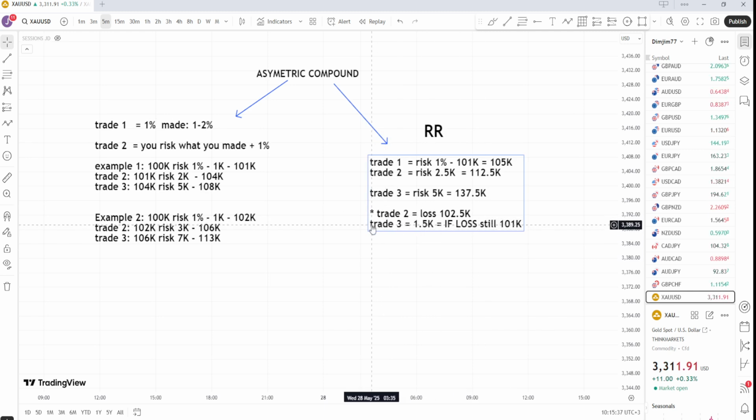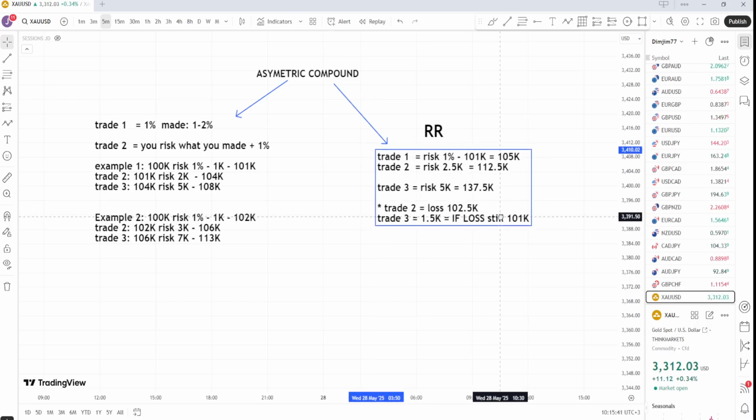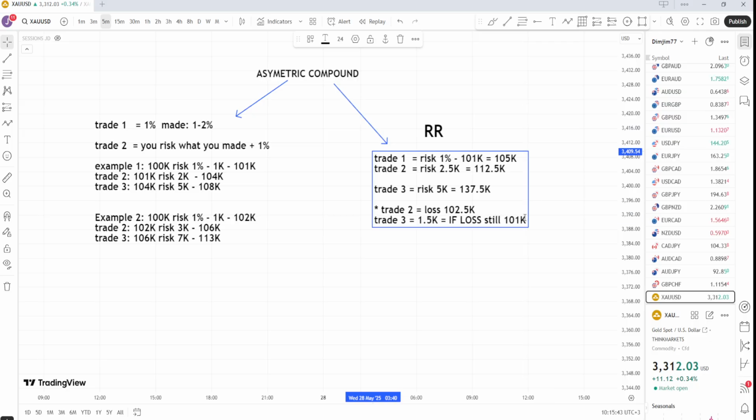Okay, now, nobody talks about how to protect your downside. Okay, nobody. That's bad. And let's say trade 3, trade 4. Okay, I risk 1K or 500.